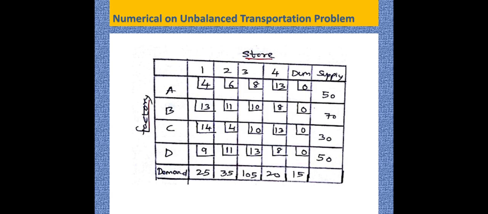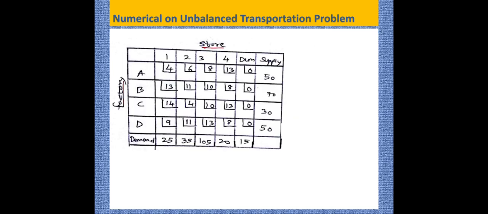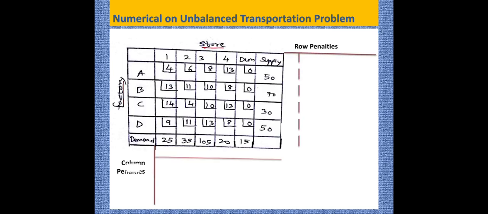So now let us identify the row penalties and column penalties, which is the first step towards the WAM method. The row penalty, as I already told, is the difference between the 2 least costs. Here the least costs are 4 and 0. So 4 minus 0 will be 4. Similarly, come to the column. In the column, the 2 least costs are 4 and 9. So 9 minus 4 will come 5. Similarly, we calculate it for other rows and columns.